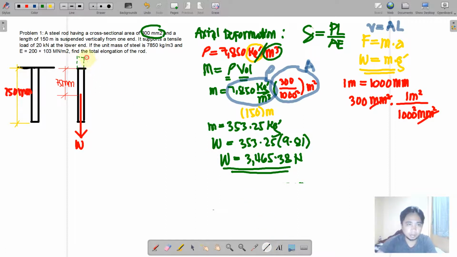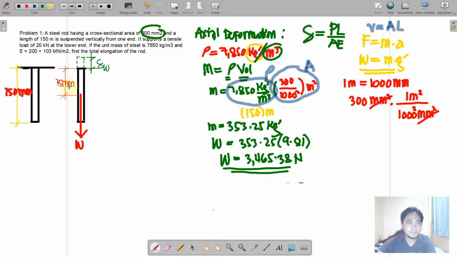Okay, so let us label this as delta caused by the weight. So this is delta caused by the weight.